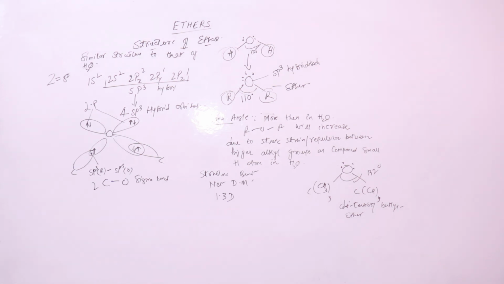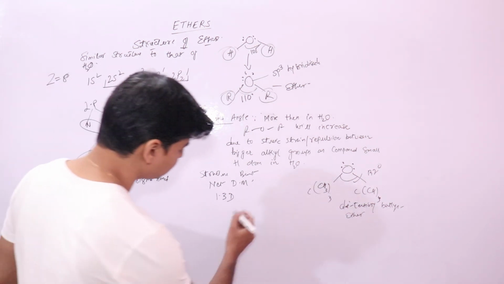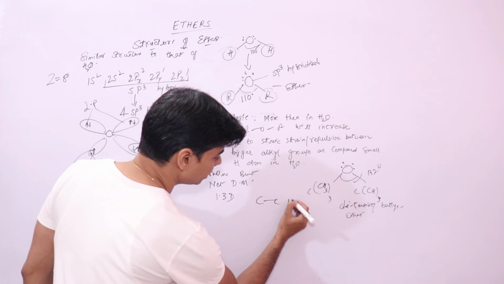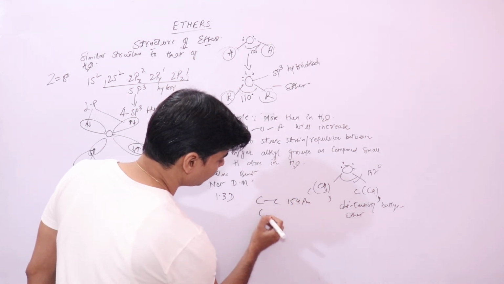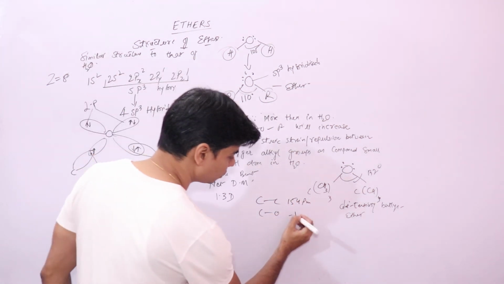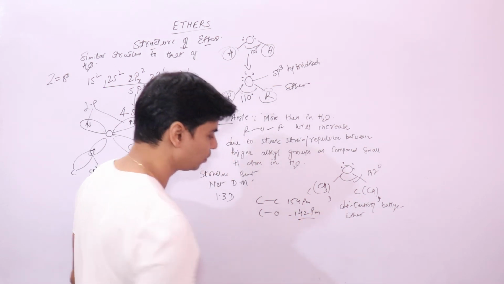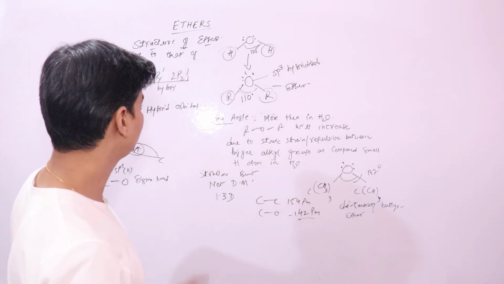And if we talk about bond length, the CO bond length is less than that of the CC bond. If we talk about the CC bond in ethane, it is 154 pm. If we talk about the CO bond in ethers, it is around 142 pm. So bond length is less in the case of ethers. I hope this is clear.